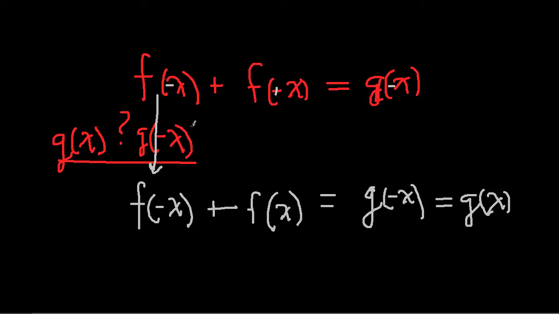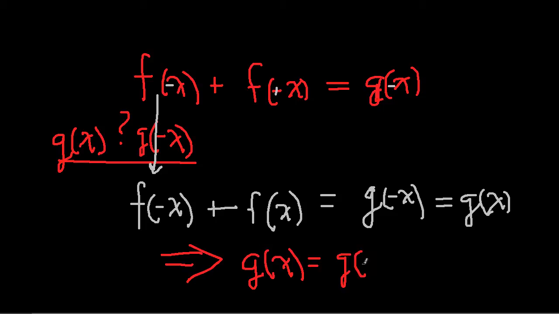So this now implies that g of x equals g of negative x. That means our function g of x is even. Okay, g of x is even.